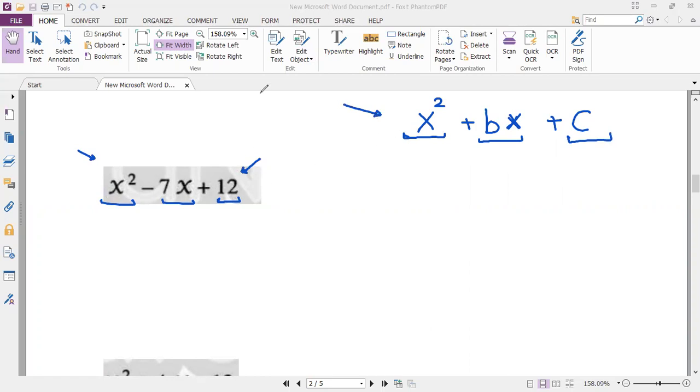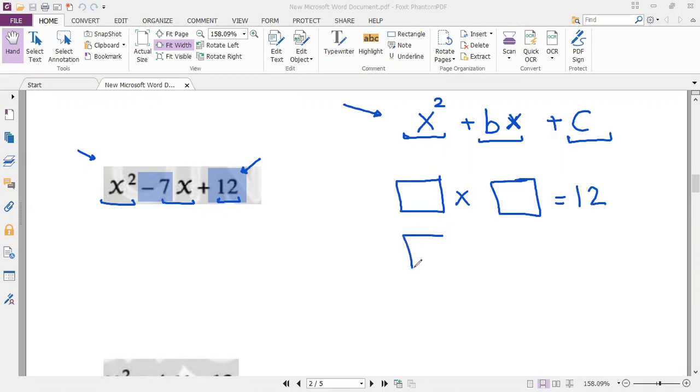So look at the last term here. The last term is 12. And look at the middle term, negative 7. Okay? And ask yourself about two numbers. Their product is 12, and their sum is negative 7. You can try many trials, you can do many experiments, but remember, at the end, you must get two numbers. Their product is 12, and their sum is negative 7.